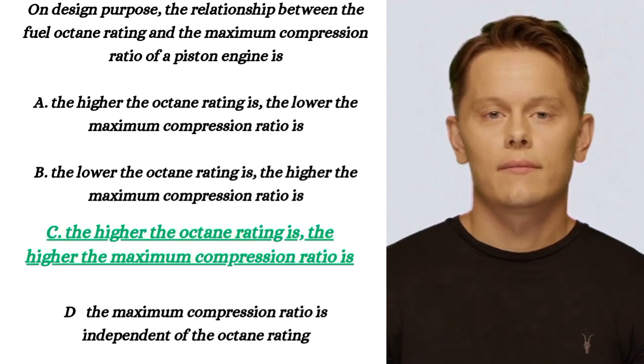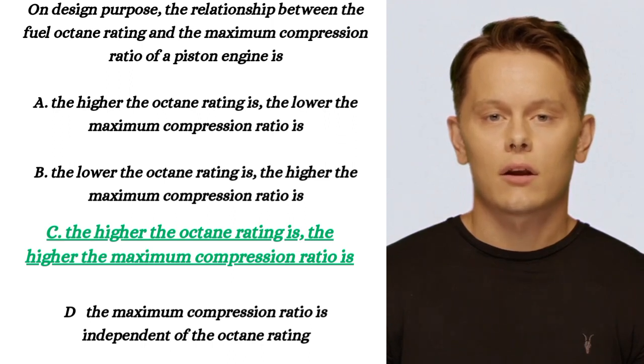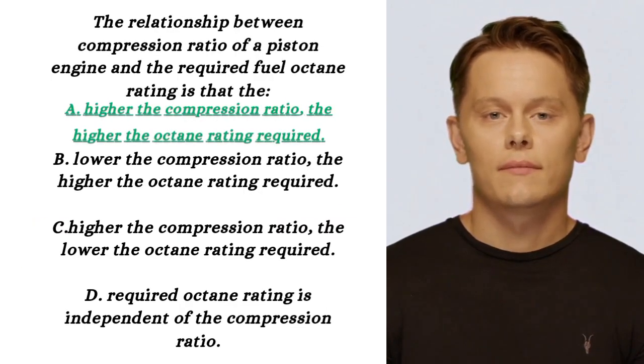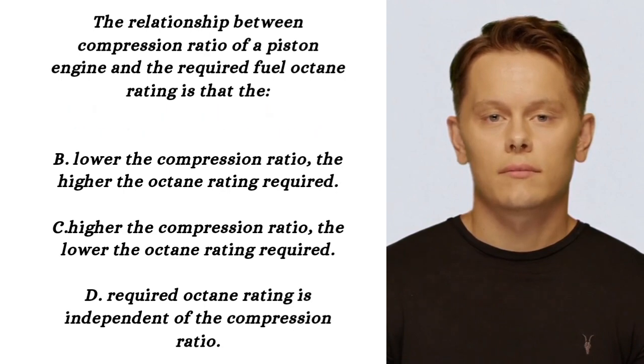Question 7. On design purpose, the relationship between the fuel octane rating and the maximum compression ratio of a piston engine is. The answer is C. The higher the octane rating is, the higher the maximum compression ratio is. Question 8. The relationship between compression ratio of a piston engine and the required fuel octane rating is that. The answer is A. Higher the compression ratio, the higher the octane rating required.